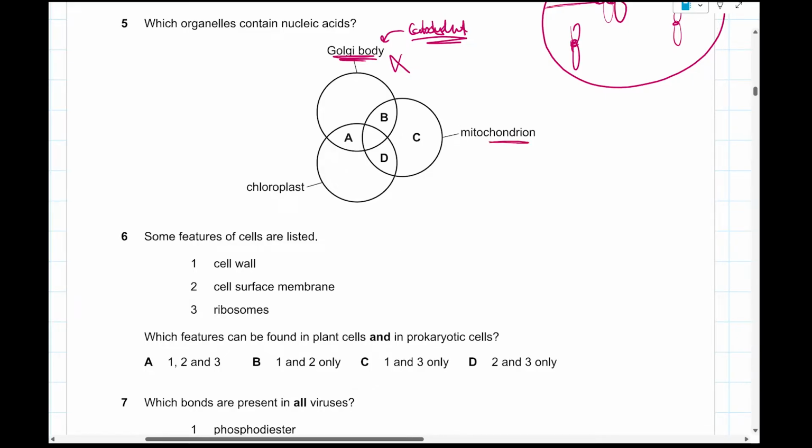Now, here we have mitochondria and chloroplasts. So, mitochondria contains its own circular DNA, as well as the chloroplasts. They don't contain the DNA which is the double helix. They contain a smaller circular DNA, or as we say, a prokaryotic DNA. Therefore, both of these are correct, and the answer is going to be D.